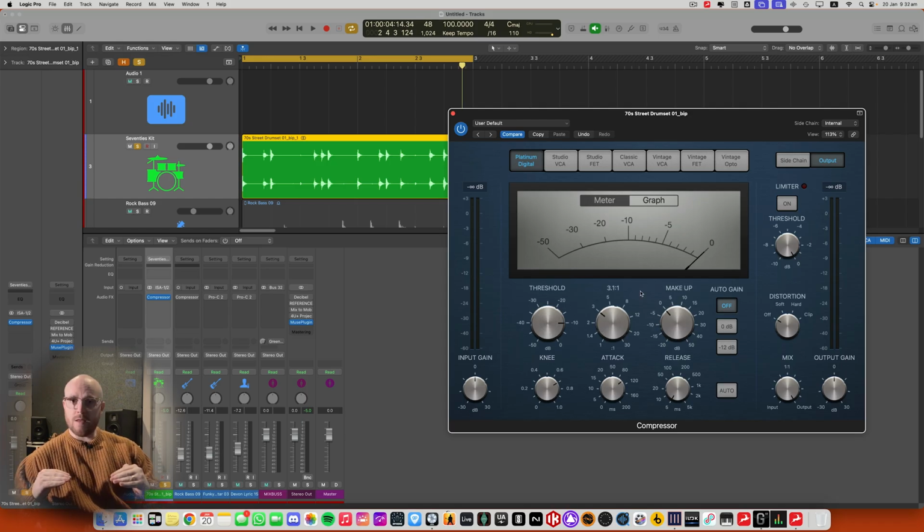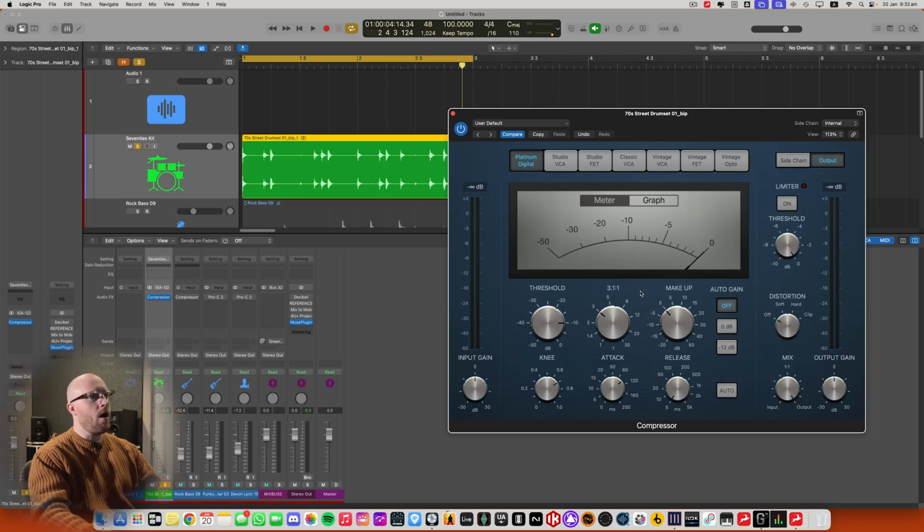3 to 1 is going to mean that for every 3 decibels we go above the threshold, only 1 is going to be allowed. So that's in effect a 66% reduction. Let's pick another number, and one that's easy to compute. If we went 6 decibels above the threshold, we're going to reduce that by 66%, and therefore we're only going to allow it to exceed by 2 decibels.